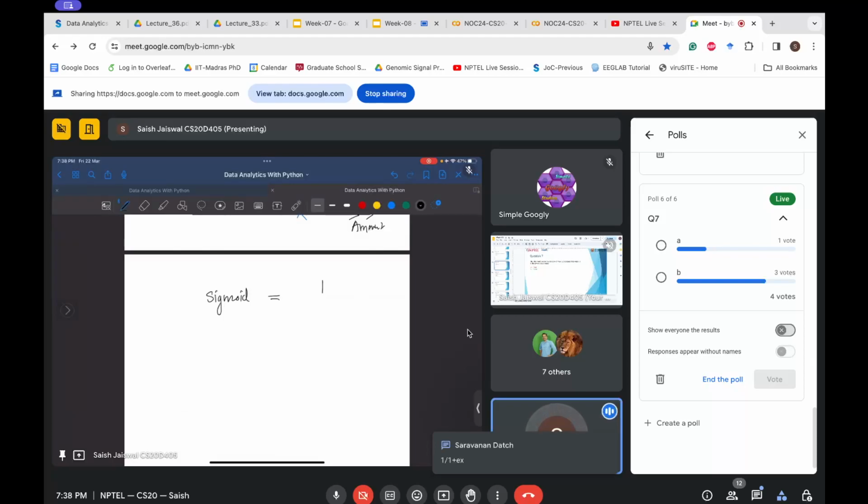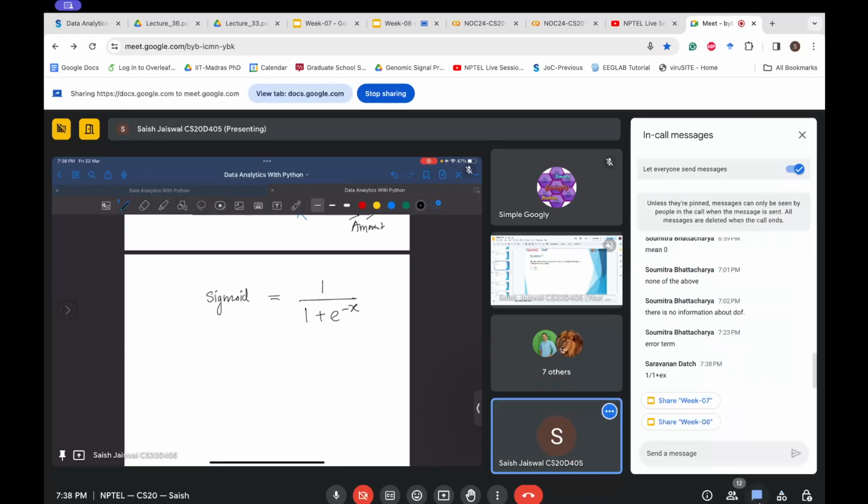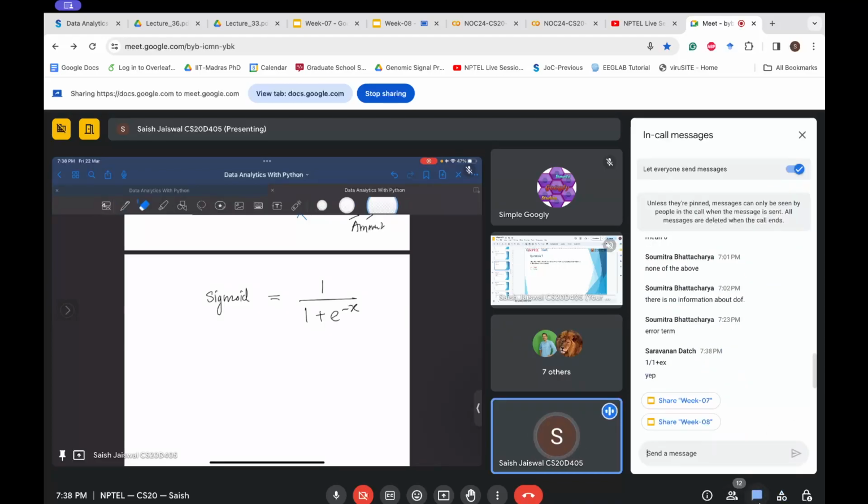Yeah, one error over here, there, Sharavnan. So it is 1 upon 1 plus e to the power minus x, and not plus x, which can also be written as e to the power x upon 1 plus e to the power x, because this is nothing but 1 plus 1 upon e to the power x. So if you simplify this, you will end up getting this.